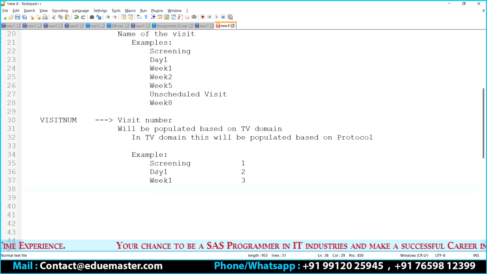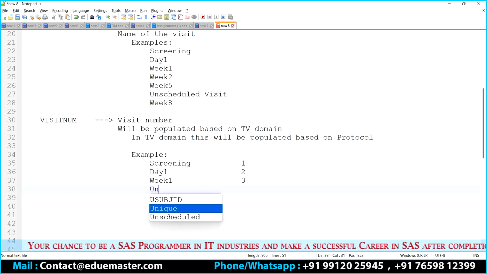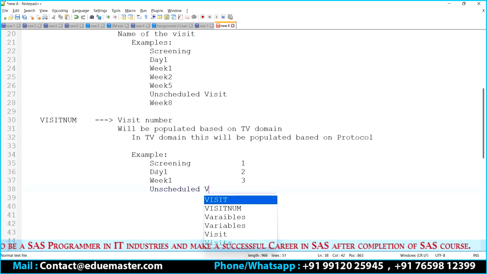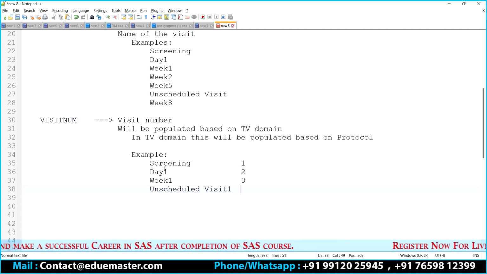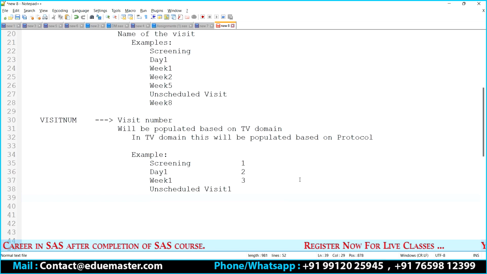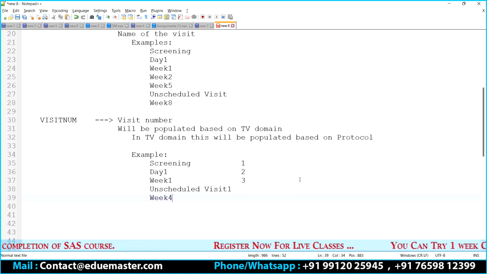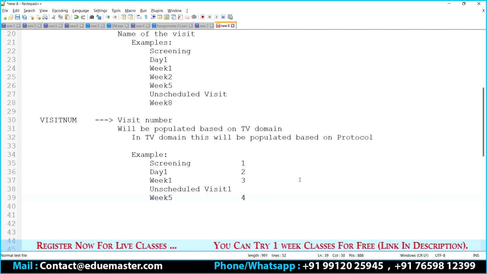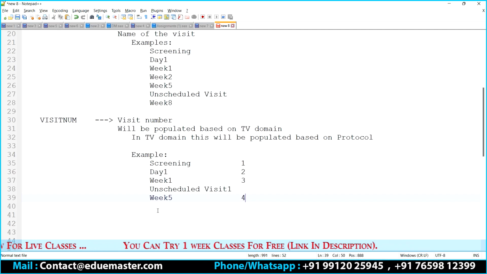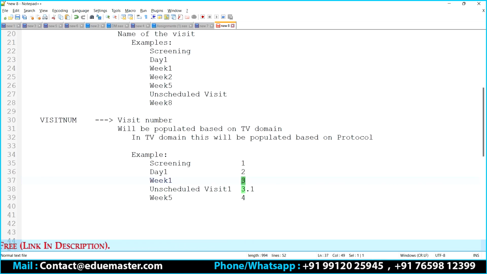Right? Now, suddenly something happened to this particular subject. So an unscheduled visit happened. Unscheduled visit 1, the first unscheduled visit. Actually he is supposed to come after week 4. Let's say that after week 4 or week 5, the patient wants to come for the next follow-up. So ideally it's supposed to be 4. Correct? This is scheduled. Since the unscheduled visit appears between week 1 and week 5, we are giving it 3.1. That is, the previous scheduled visit is 3, my next visit number is going to be 4, and in between that, I'm inserting this number.